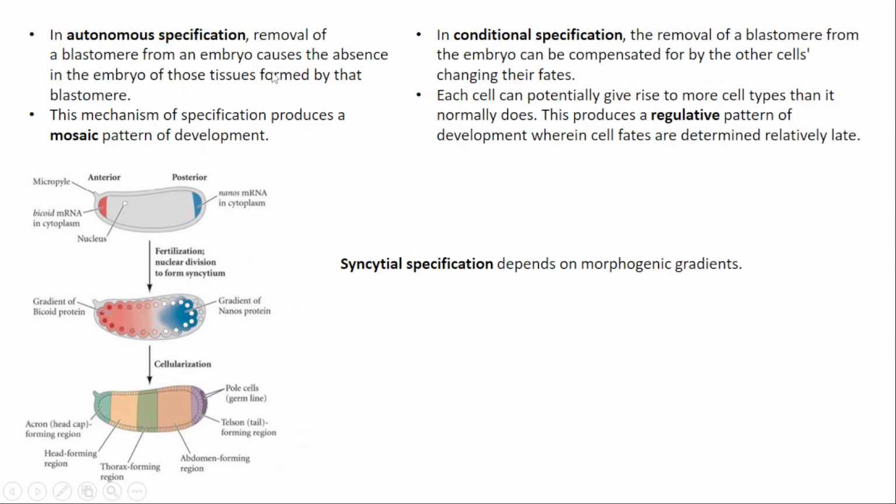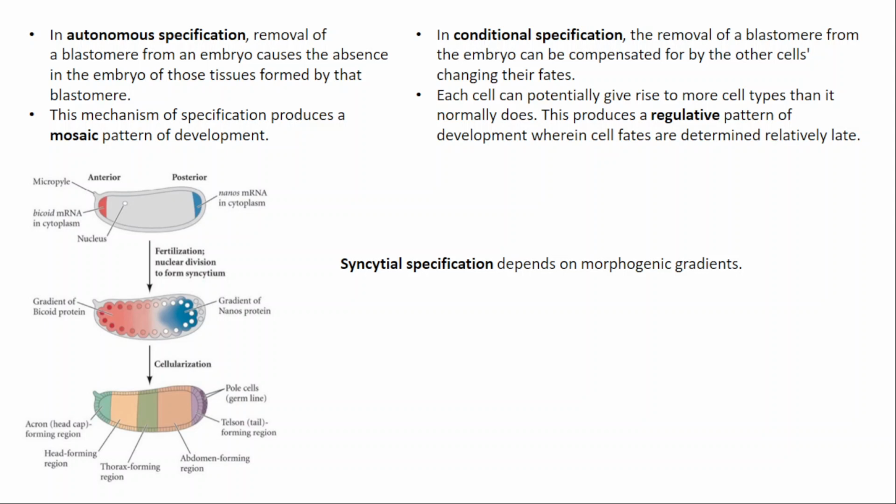So in autonomous specification, removal of a blastomere from an embryo causes the absence in the embryo of those tissues formed by that blastomere. This mechanism of specification produces a mosaic pattern of development. So if you remove one such blastomere in the 8 cell stage of sea urchin, then you do not see structures corresponding to that blastomere, while all other blastomeres form very correctly and independently of each other. That's why we have mosaic development. So we say autonomous specification is a pattern of mosaic development.